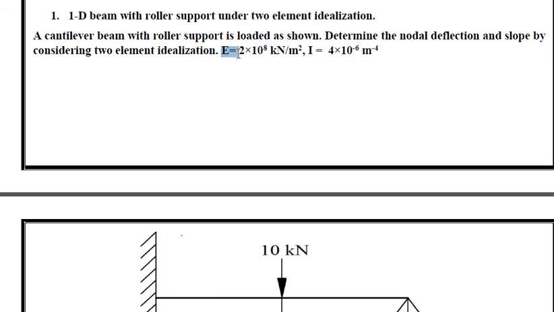Value of Young's modulus is given in kilonewton per meter square. We have to take it in Newton per meter square. Area moment of inertia is given in meter to the power of 4. Let us take it in meter to the power of 4 itself.